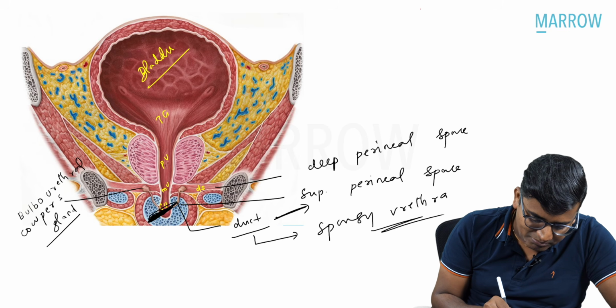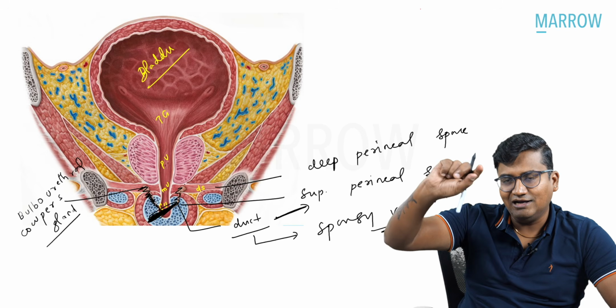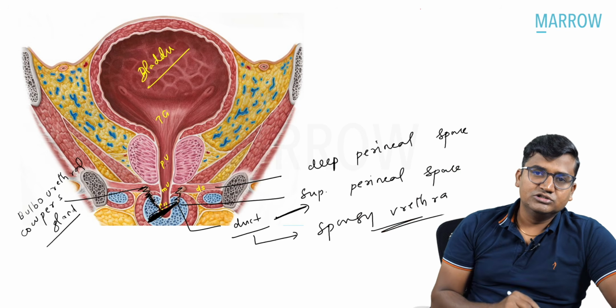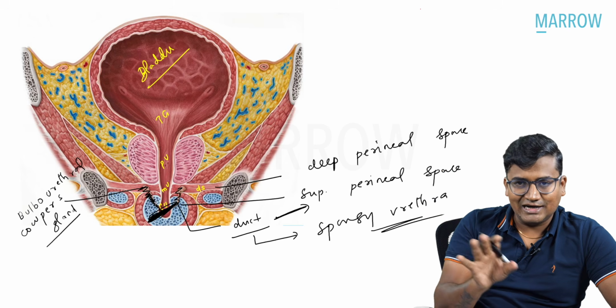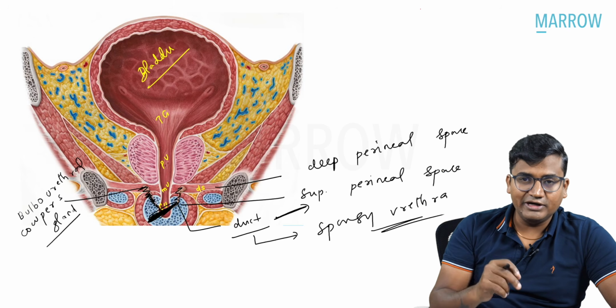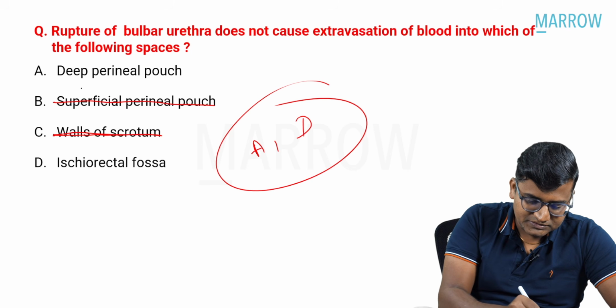Now through the duct, there are chances for the blood to go to the deep space, because the duct goes to the gland, which is present in the deep space. So there are chances of extravasation of blood or urine by the duct to the gland to the deep space. So urine may go to the deep space. We can consider the deep space.